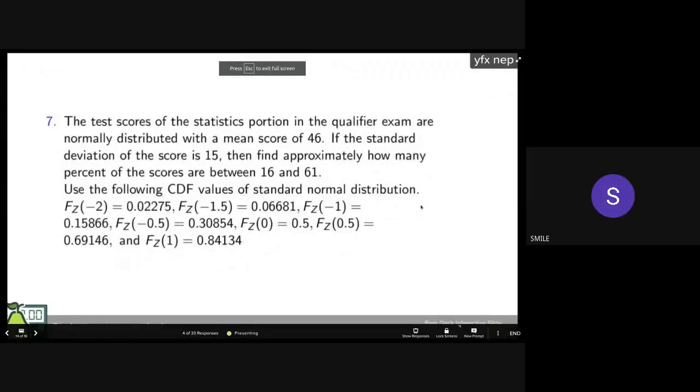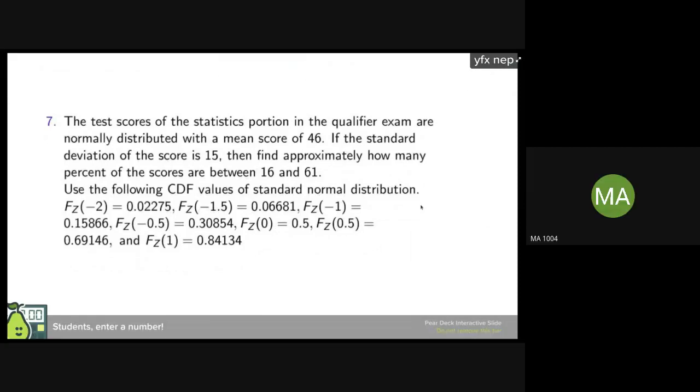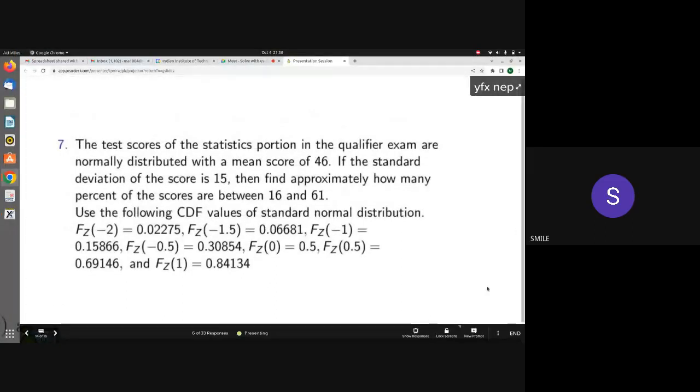Yes, sir. It's a new random variable, (X minus mu) upon sigma. And for that we have the PDF from CDF values. The PDF will be 1 upon √2π, since sigma is 1, and e to the power minus x squared upon 2. Okay, this is correct.